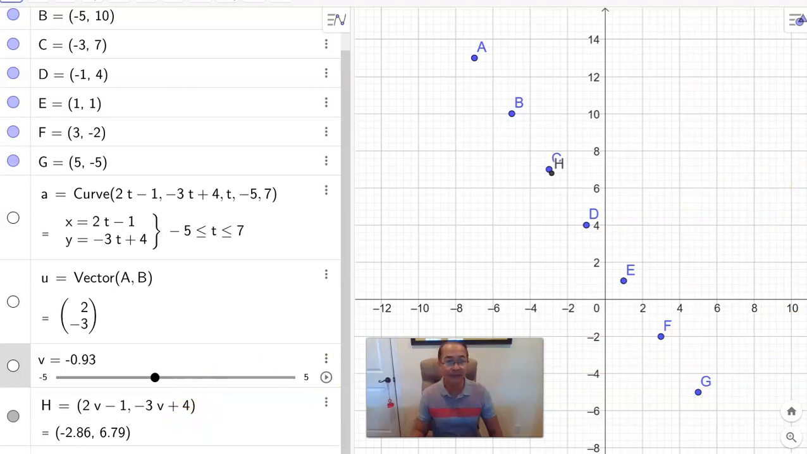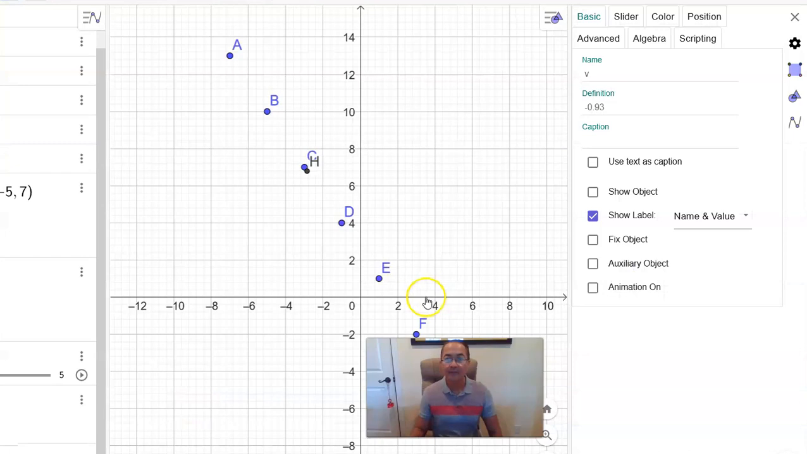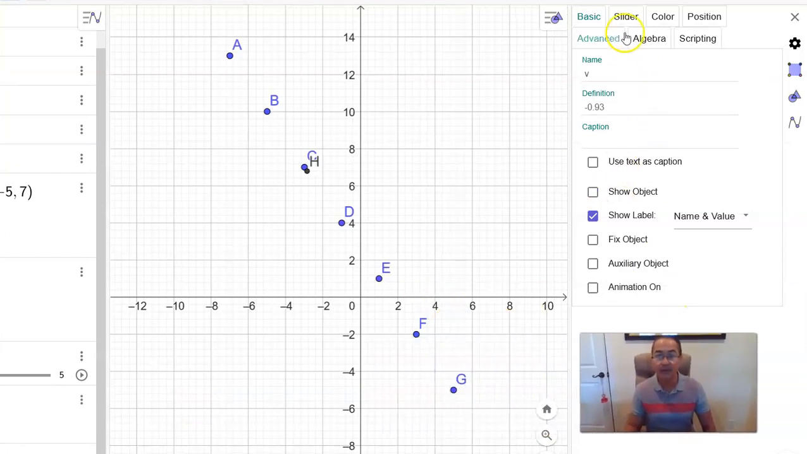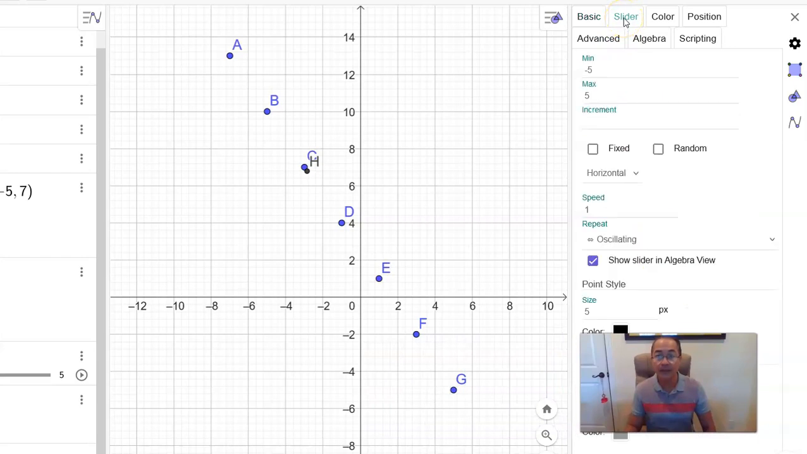Let me pause the video because I need to move the screen. All right, there you go. Now you can see it. In the settings, you will click on slider, and then you will change the repeat. Instead of oscillating, you will choose increasing. This time it's not going to go back and forth, which is what oscillating means. That's not what we want, because we want increasing values of t.